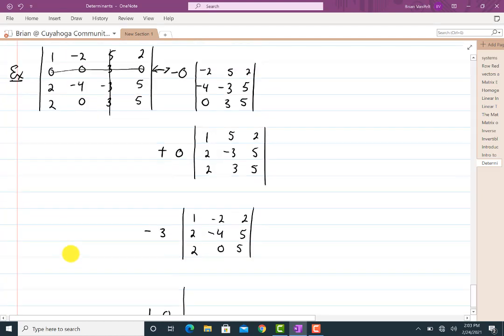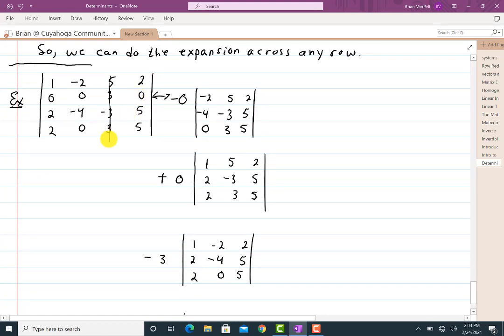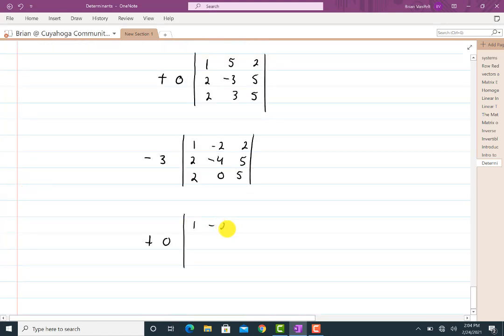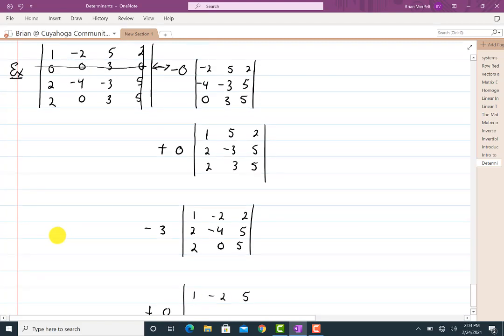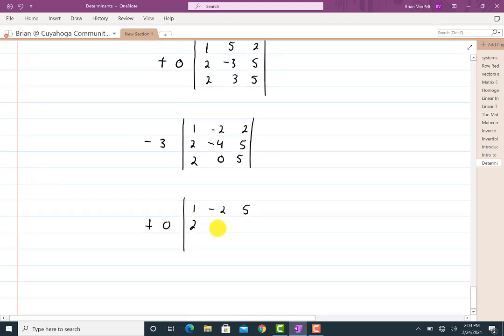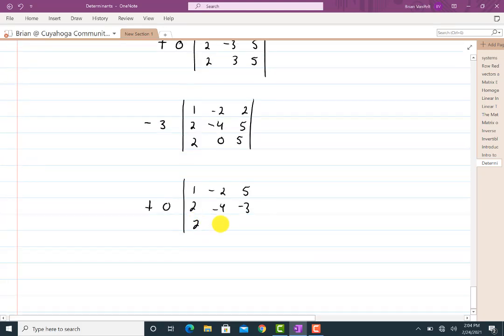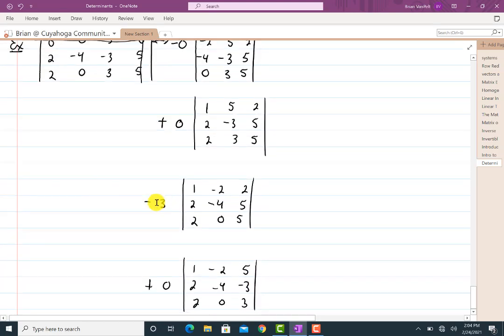times whatever is left. So 0 will wipe out this row and this column. We have 1, negative 2, 5. Then we have 2, negative 4, negative 3. And then we have 2, 0, 3. Of course, in practice, I wouldn't bother doing all of this. The only thing that I would bother computing is this guy down here, because all the rest of these are 0. So all I've got to do is work this guy down here.